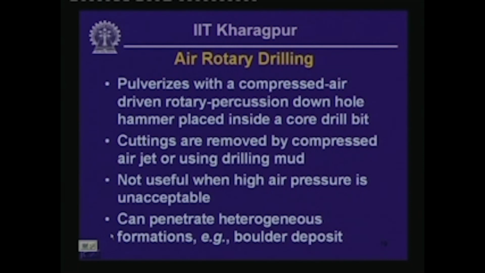Alright. Now we get into the mechanized drilling process, rotary drilling process. The first one that we are going to describe here is the air rotary drilling. So, here we again pulverize the rock at the bottom of the borehole, and in this case we use a compressed air driven rotary percussion downhole hammer that is placed inside a core drill bit, and here cuttings are removed by compressed air jet or by using drilling mud.